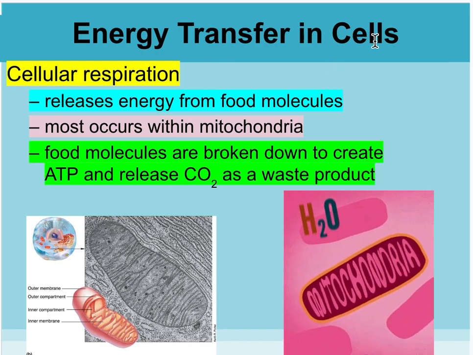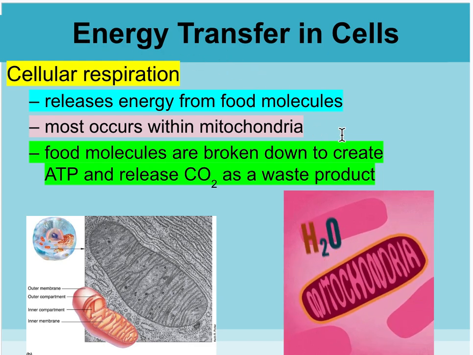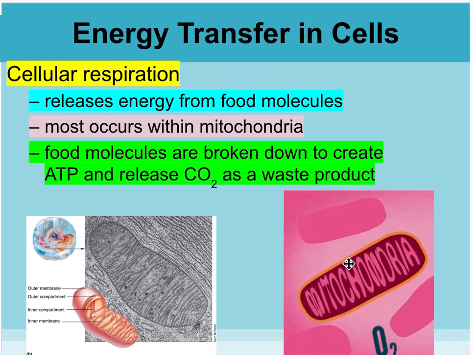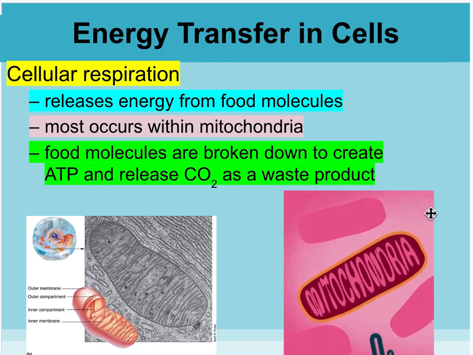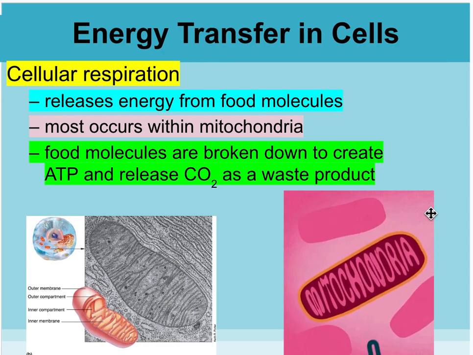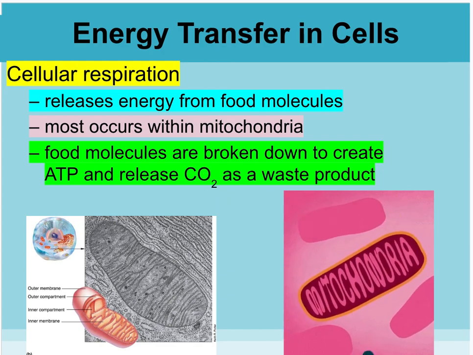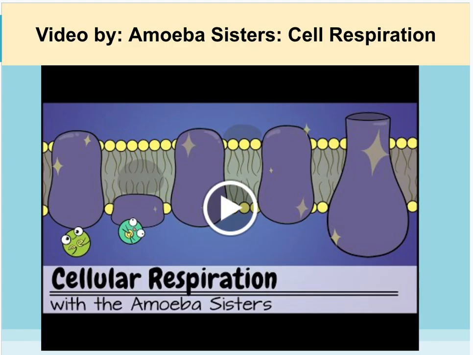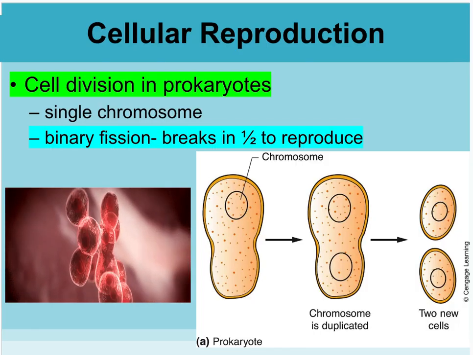So energy inside of cells generally happens through cell respiration, and that generally happens in the mitochondria, and it's releasing energy from different food molecules. The purpose for doing that is that it makes ATP, and it also ends up making CO2 as a waste byproduct of that. This is a video by Amoeba Sisters called Cell Respiration that goes into a little more depth on that. But now we are going to move on to cell reproduction.